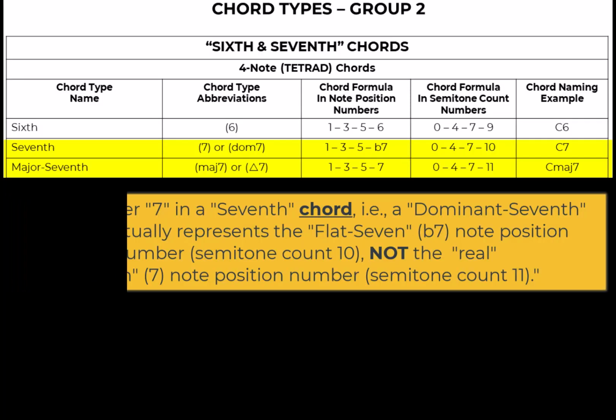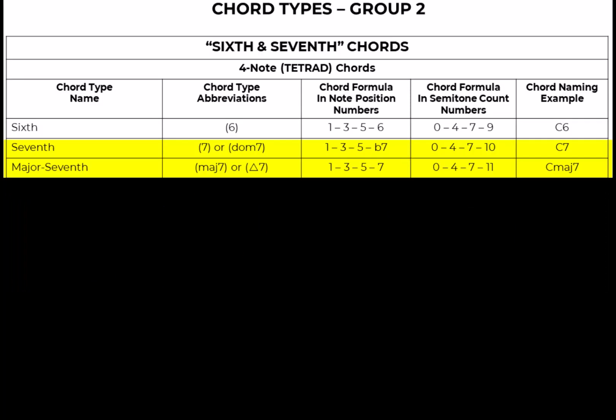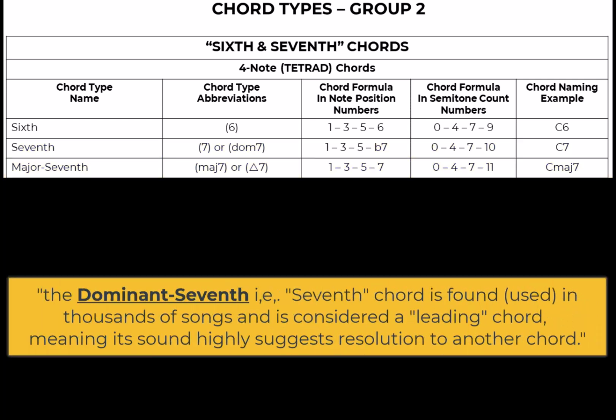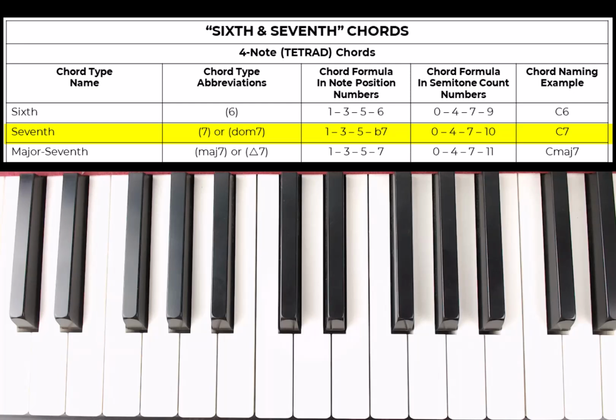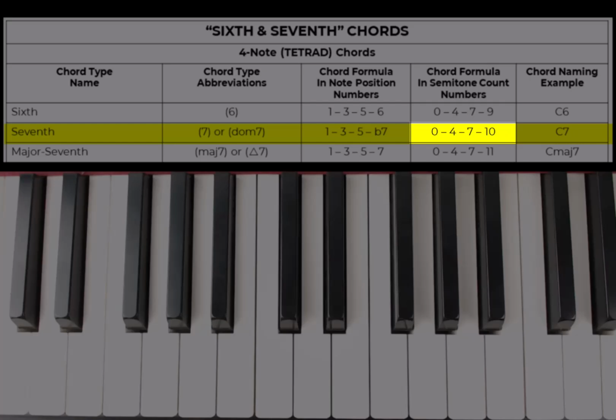I know this may seem a little bit confusing at this point, but I can assure you by the conclusion of Session 8, this seventh chord naming issue will become much clearer. And you might also want to know that the dominant seventh chord we're talking about here is found in thousands of songs and is considered a leading chord, meaning its sound highly suggests the need for resolution to another chord. Remember, the dominant seventh chord formula is a semitone count number of 0, 4, 7, 10.